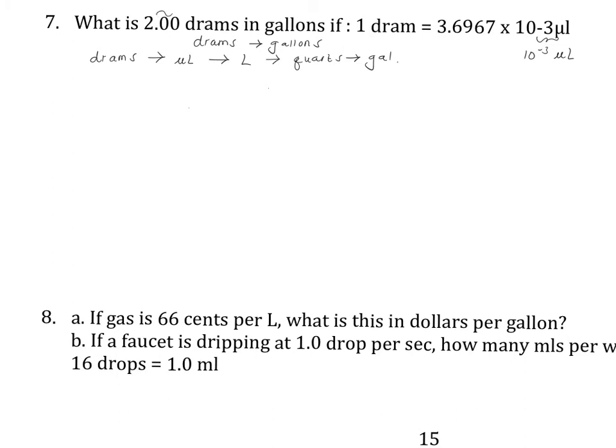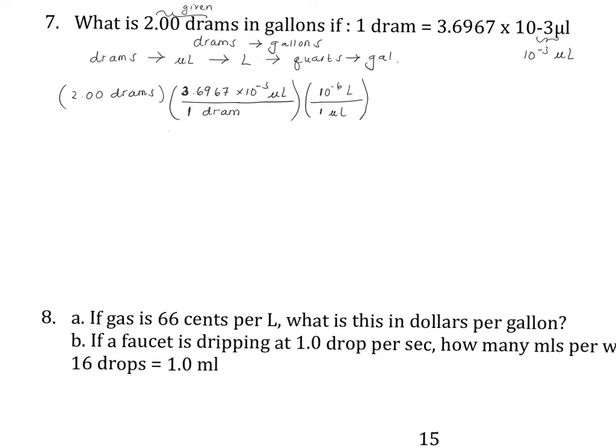So we start off with what's given, which is 2.00 drams. And we're going to go from drams to microliter. For every 1 dram, we have 3.6967 times 10 to the negative 3 microliters. And 1 microliter is 10 to the negative 6 liters.